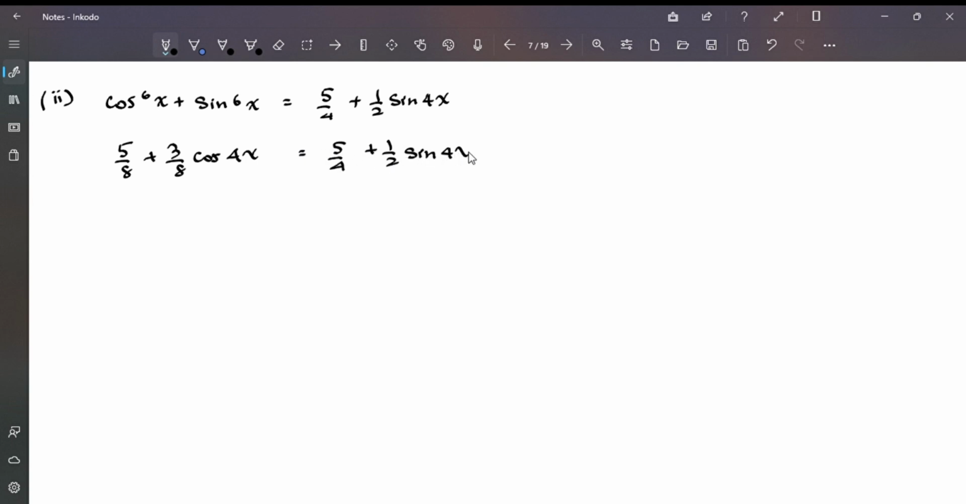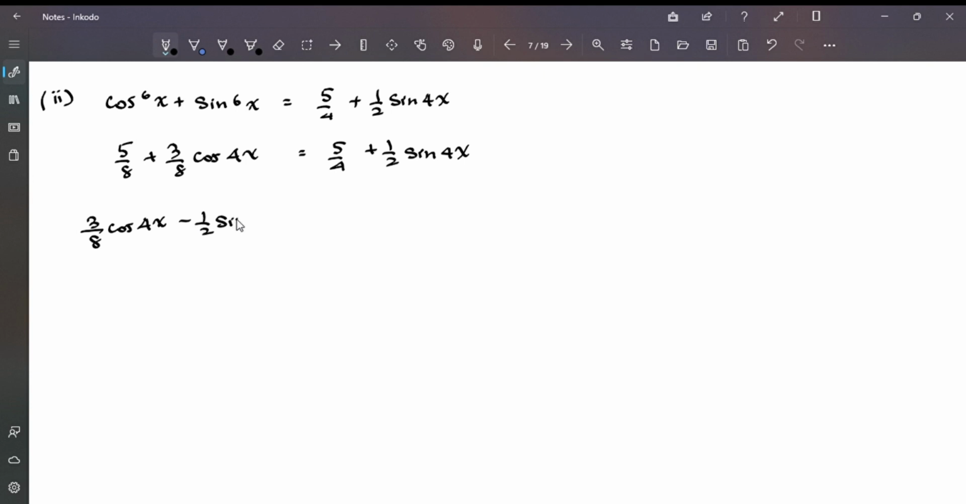The next part is question Roman 2. Find the general solution of cos to the power 6x plus sine to the power 6x equals 5 over 4 plus 1 over 4 sine 4x. Cos to the power 6x plus sine to the power 6x is 5 over 8 plus 3 over 8 cos 4x. That is equal to 5 over 4 plus half sine 4x.